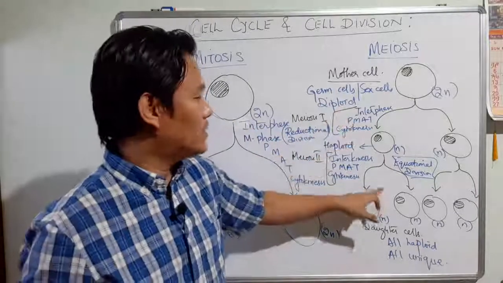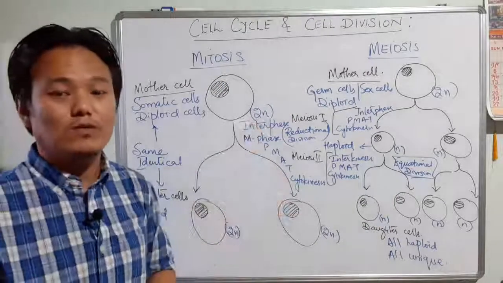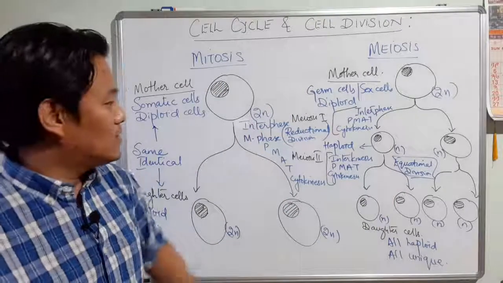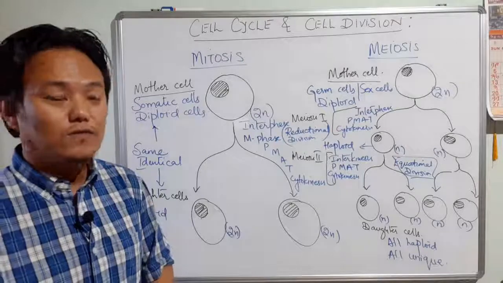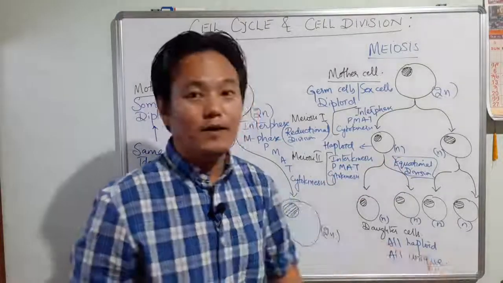Meiosis 1 is the reductional division, and meiosis 2 is like mitosis. So it is called as equational division, where the chromosome number is maintained.